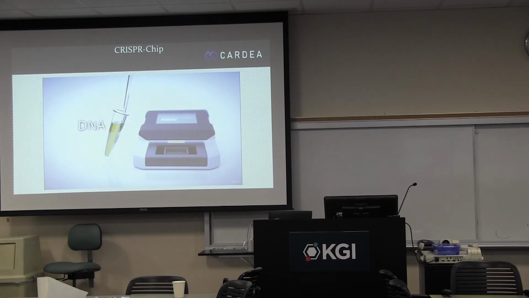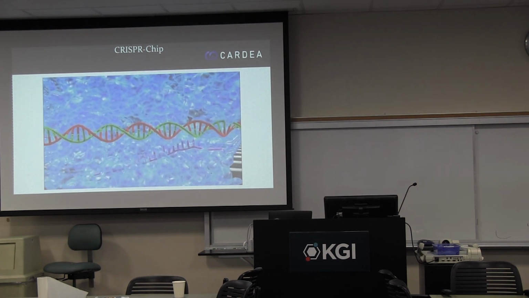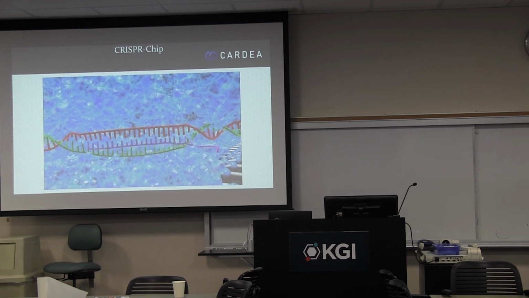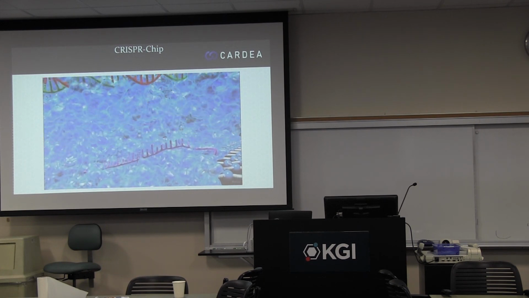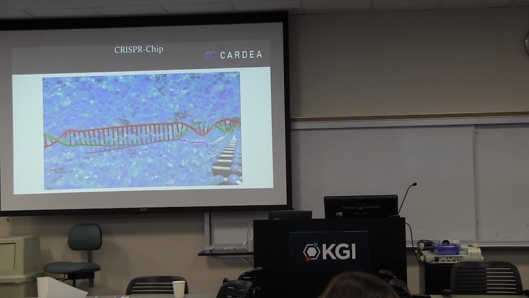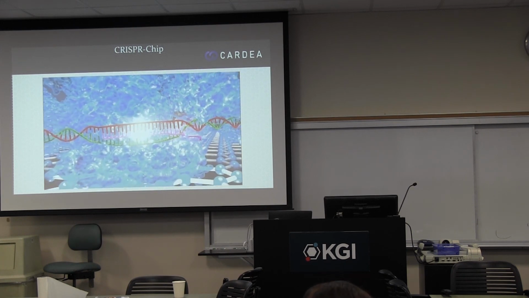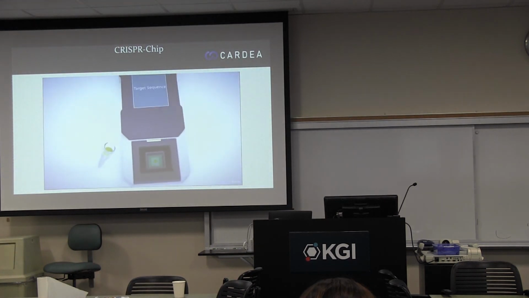You introduce the DNA from the patient on top of the graphene surface in Crispr Chip. The CRISPR scans these DNAs. If CRISPR doesn't find its target gene, it won't bind to it, and the DNA is released. But if it scans and it finds its target, then it will bind to it. And this binding will create an additional charge on top of the graphene surface, and this can be sensed with Crispr Chip.